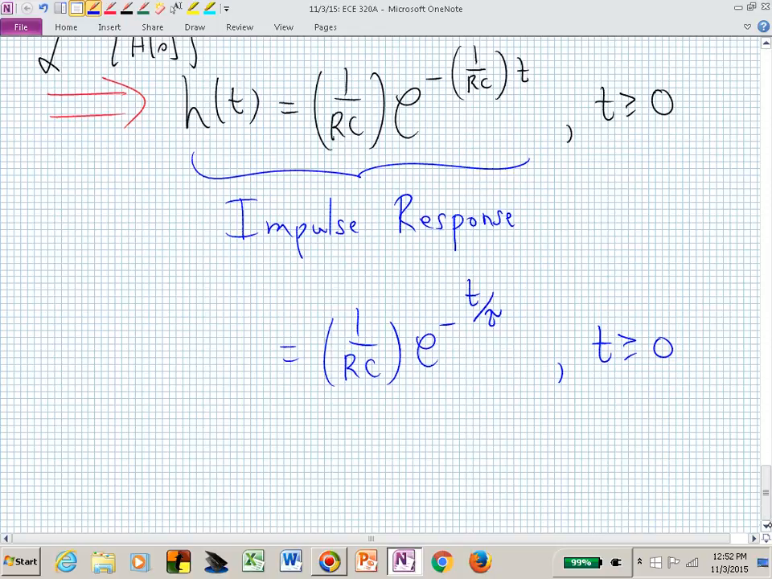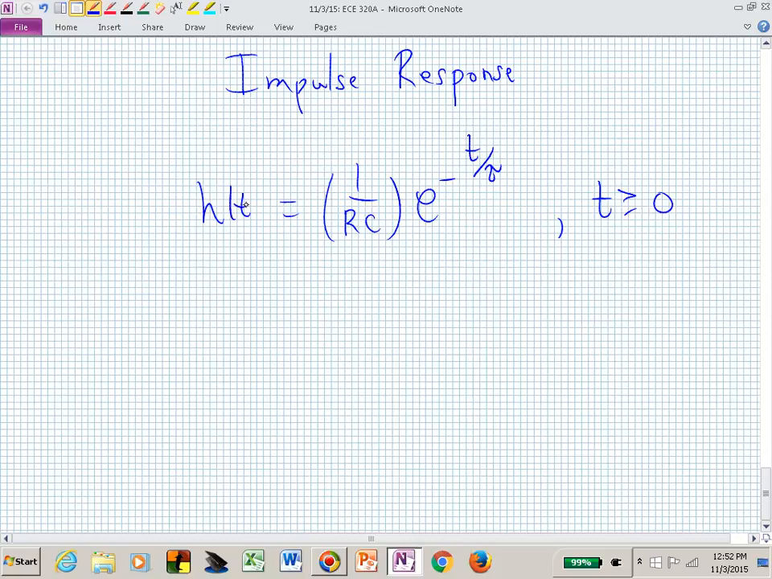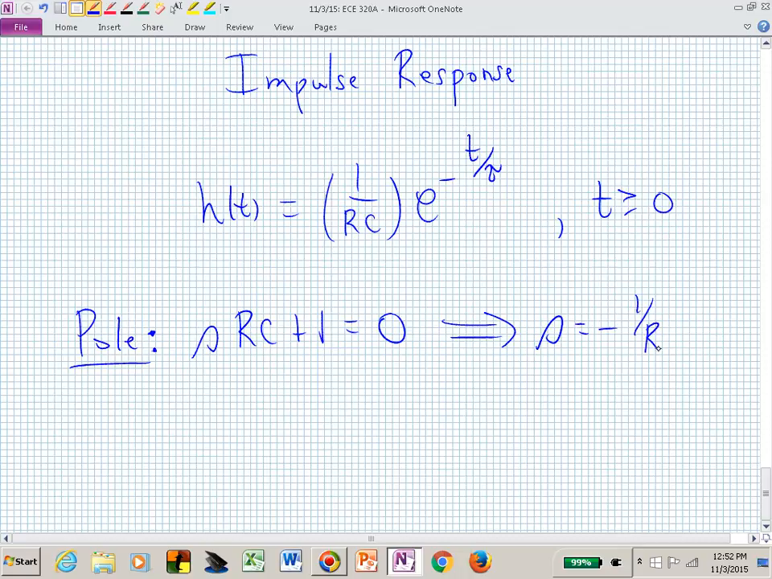And you already told me, so that was h of t, the pole of that was when the denominator was equal to 0, and we had 2 denominators. If we go back to the time constant form, we set that denominator equal to 0, and the pole is the value of s that satisfies that equation, which is now at minus 1 over RC.